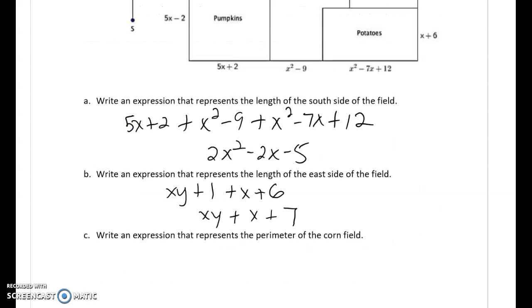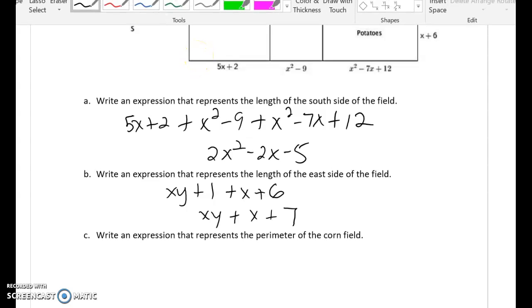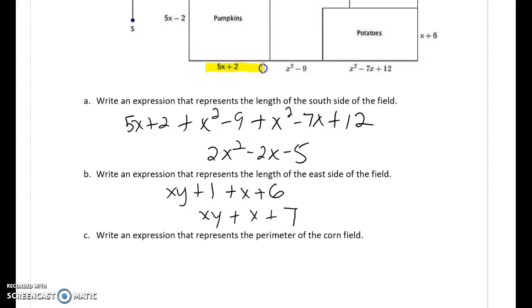All right, so part A is asking us to find an expression that represents the length of the south side of the field. So the south side of the field is going to be this part right here. So that means we're taking every one of those expressions and we're going to add them together. So we're combining like terms to get an expression that represents the length of that south side of the field.